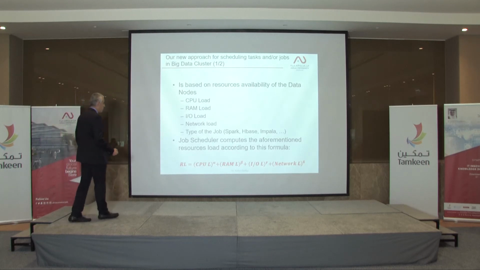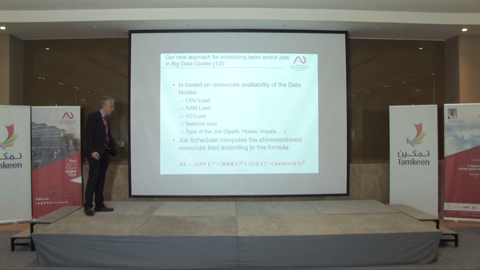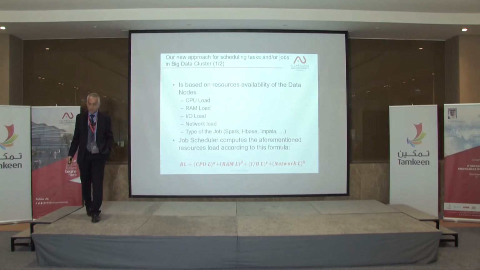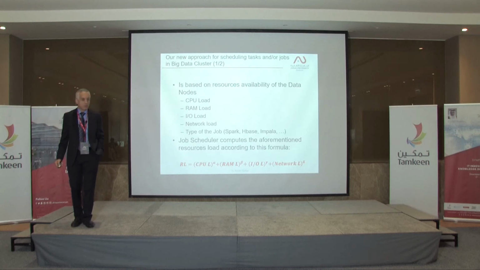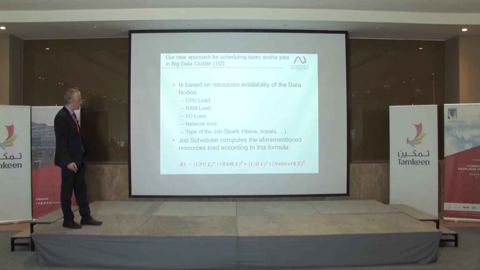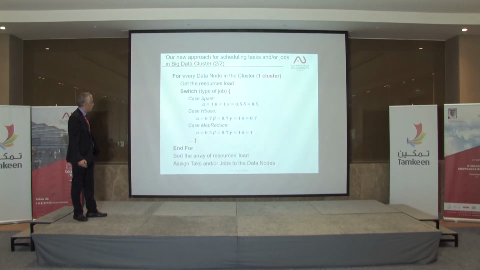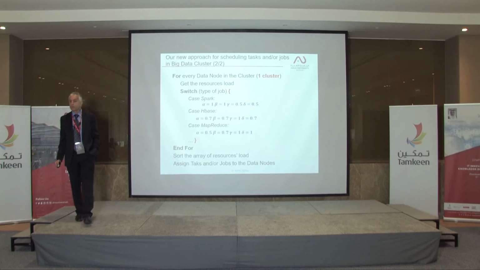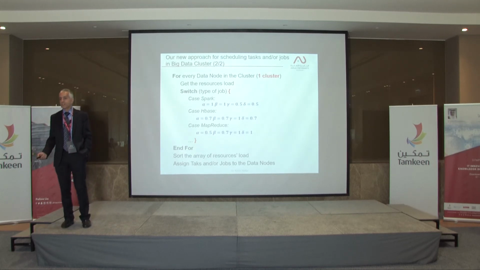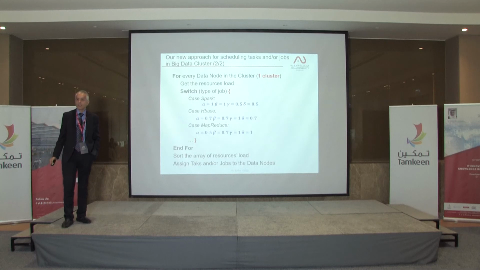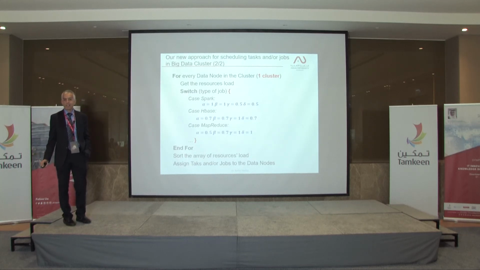So I came up with this resource load equation, where for every node it checks the CPU load, plus the RAM load, plus the I/O load, plus the network load. And after doing some simulation, I came up with these values. And this is the algorithm, so I have to check every data node. Before the scheduler assigns the job, there is one component that will check on every data node within the cluster.